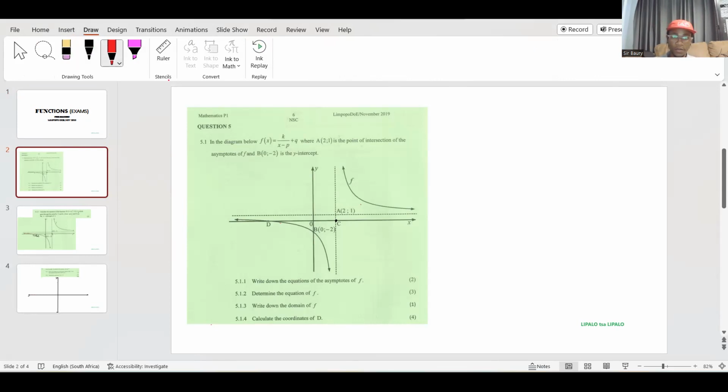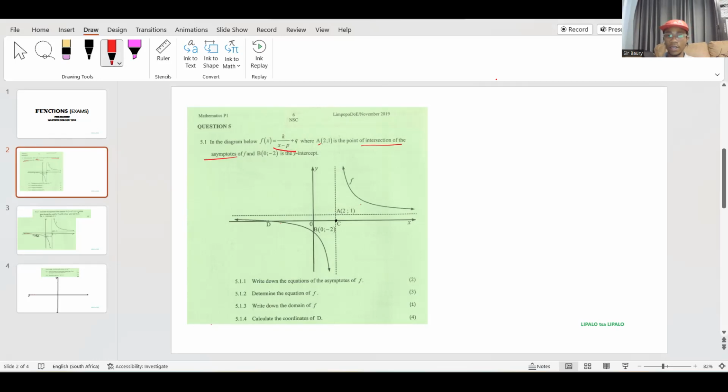So in this question, you are given a hyperbola. In the diagram below, f of x is defined by k over x minus p plus q, where A is (2; 1). This is the point of intersection of the asymptotes. Okay, this is a very crucial point. You have another point, which is the y-intercept. So you're given the asymptotes and y-intercept for the hyperbola. The first question is to write down the equations for the asymptotes.